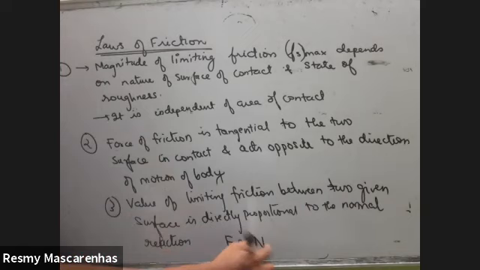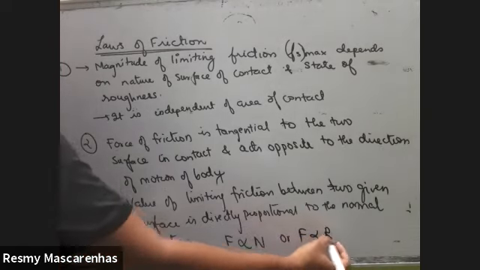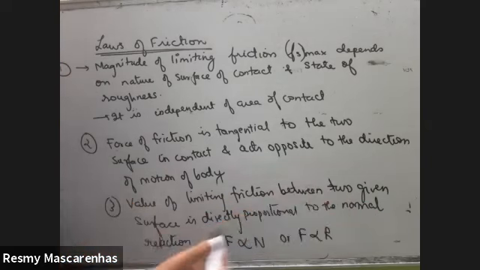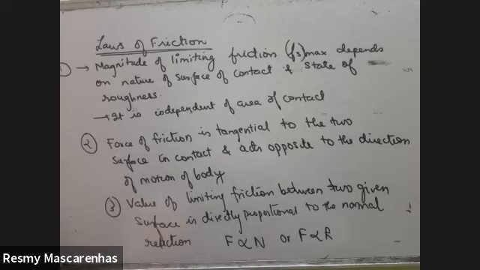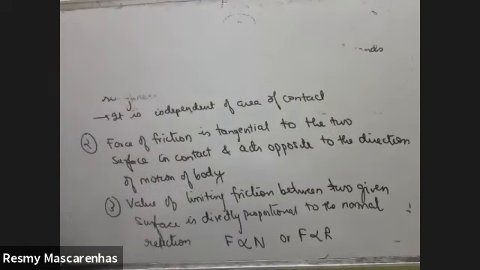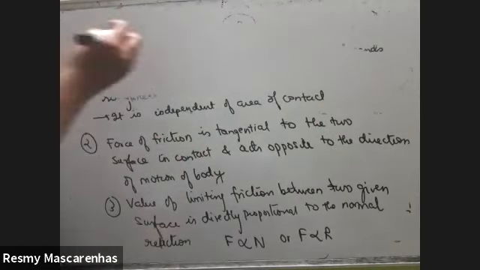In some places the letter R is also used. Both mean the same, normal or reaction. If your teacher is using the letter R, you can use R. If using N, then you can use N. Both have the same meaning, either called normal or called reaction. So you have to remember this formula to calculate friction. We have problems based on this, and for that you will have to know this.